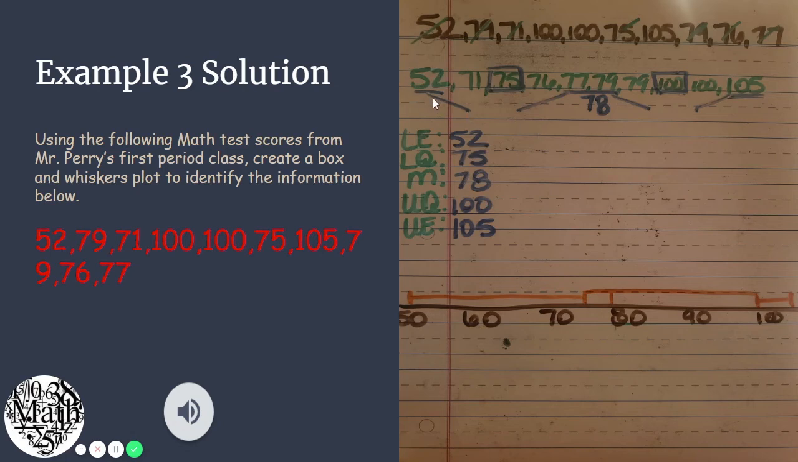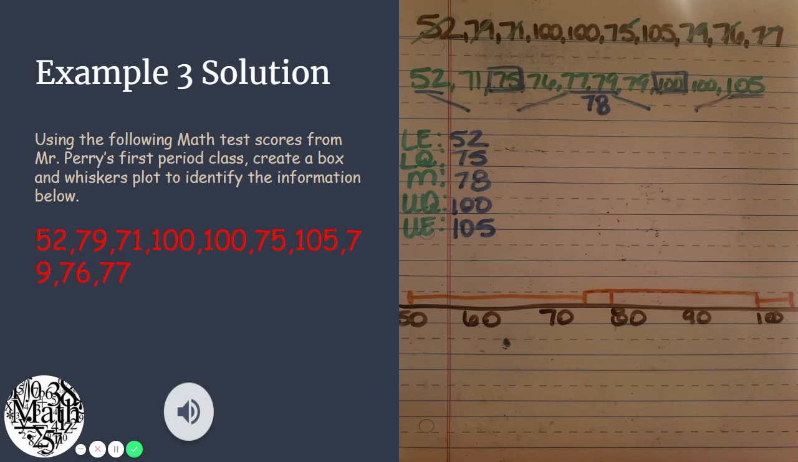Once we have done that, we can go ahead and locate the easiest portions again, which are our extremes. So our lower extreme, which is the smallest number, is 52. Our upper extreme, which is our largest number, is 105. Now, when it comes to locating our median, we see that we have 10 numbers, which means we have 2 that are directly in the center, a 77 and 79. We have to take the average or the mean of those 2 numbers, which will give us 78. So the median number should be 78.